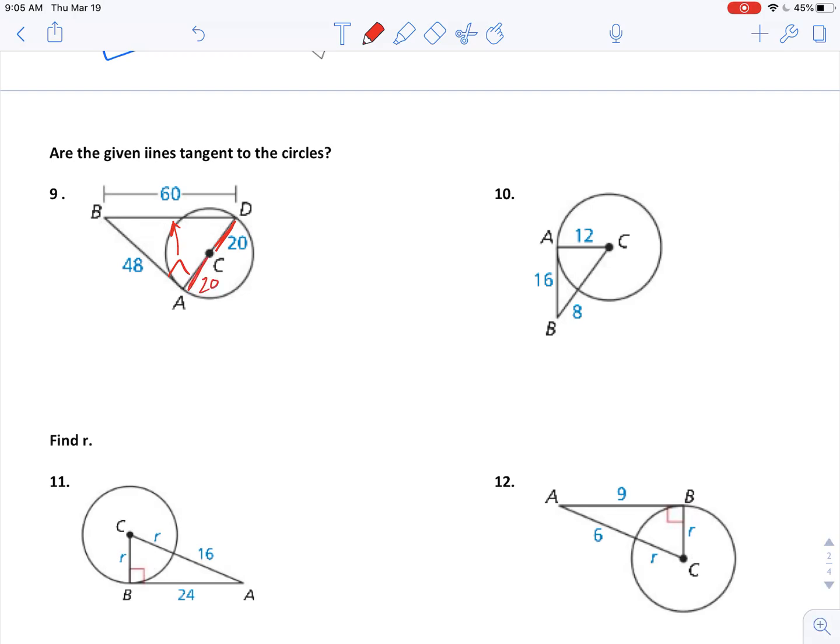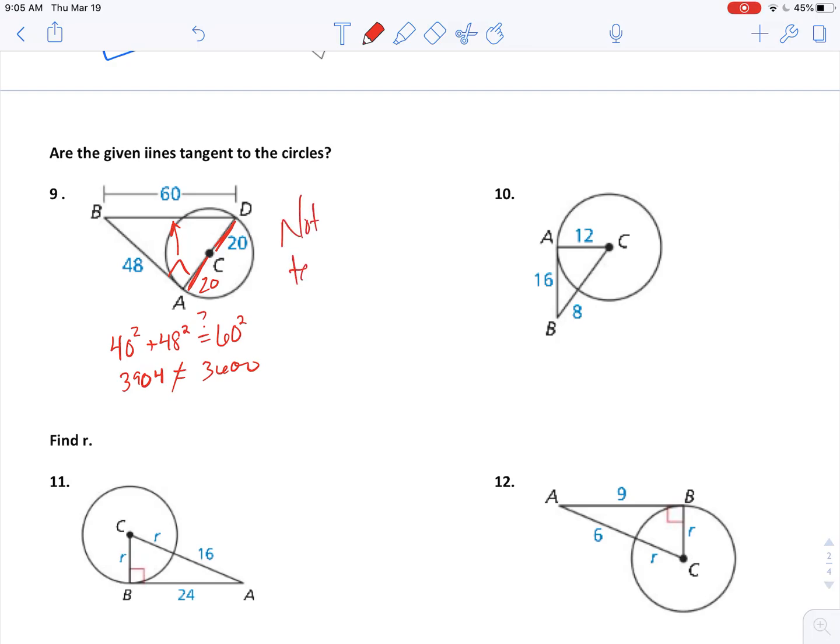So if CD is 20, AC must be 20. So I've got 40 squared plus 48 squared, and is that equal to 60 squared? Not really sure. Well, let's try it out. Let's see, if I do 40 squared plus 48 squared, I get 3904. And is that equal to 60 squared?